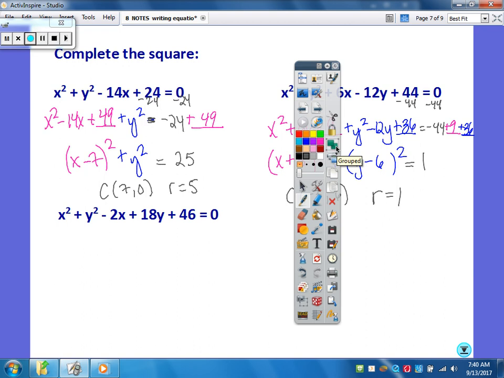Alright, now for the last one, you can try this one on your own. Alright, you can pause the video because I'll work it out so you can see what it looks like. But go ahead and pause the video, work it out on your own, and then you can play it to see what your answer should be.